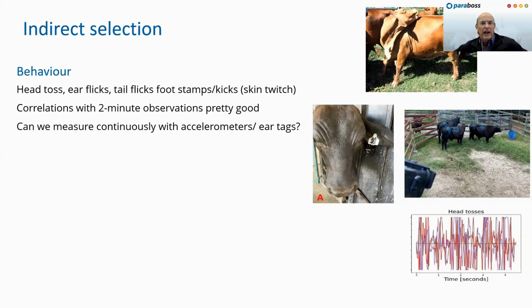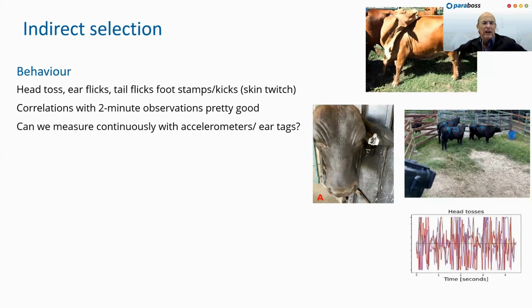Okay, so coming to indirect selection, what characters could we use to identify the more resistant ones? The things that people have looked at before are things like colour and hair coat length, and they're associated at some level, but quite honestly not very reliable, and many studies have not found an association.